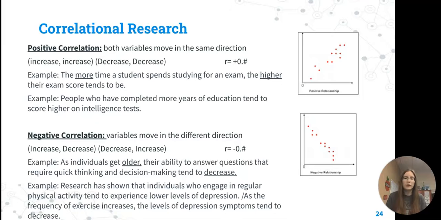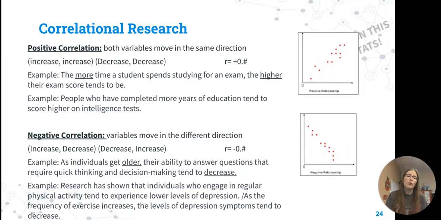For a negative correlation, instead of the variables moving together in the same direction, they're going to move in opposite directions. So as one variable increases, the other is going to decrease. And if the first variable decreases, the other is going to increase. We'll have a negative slope, just like in math class.